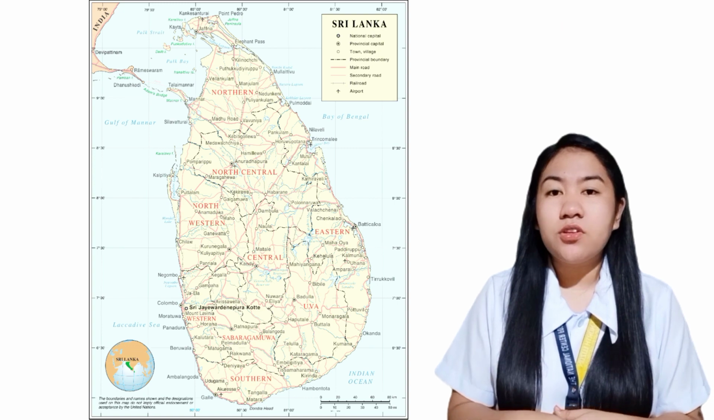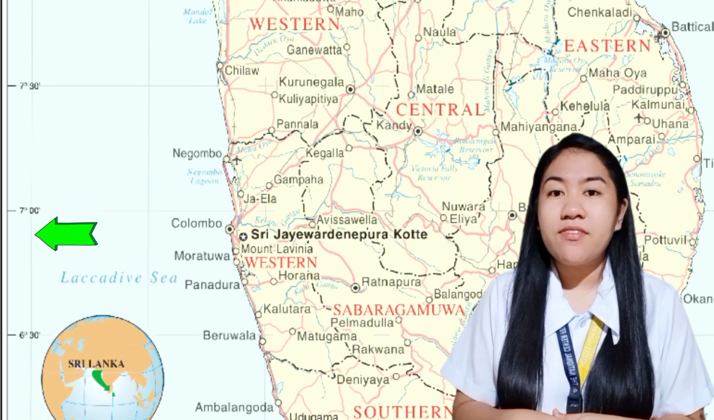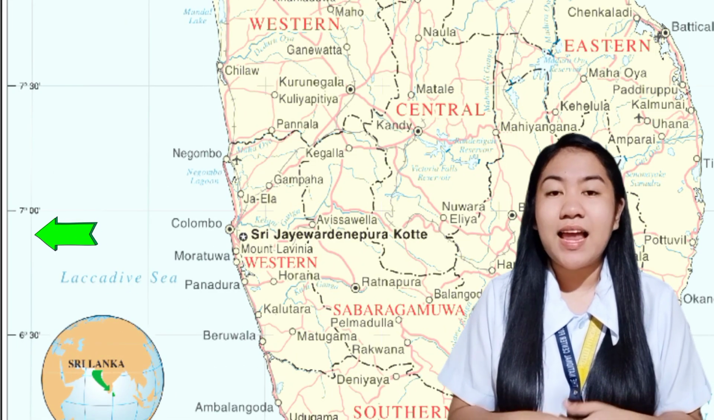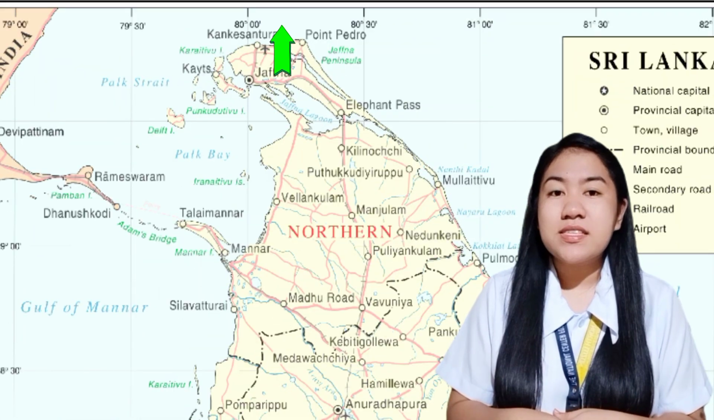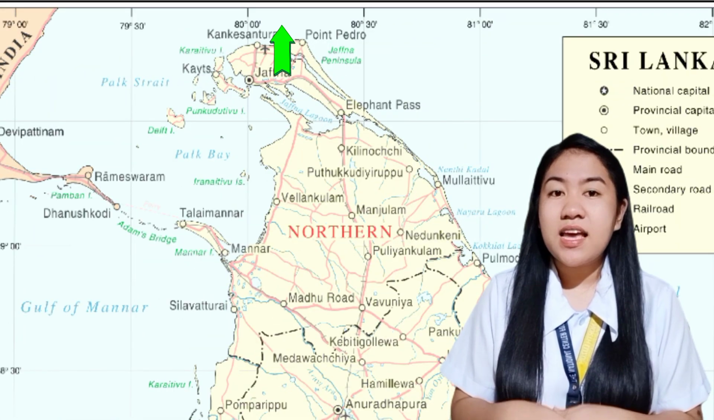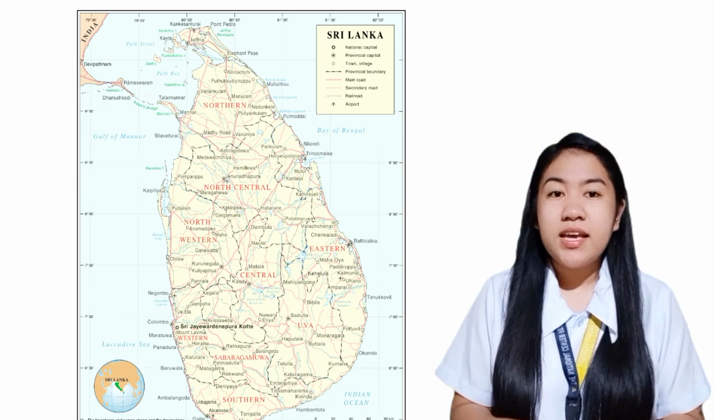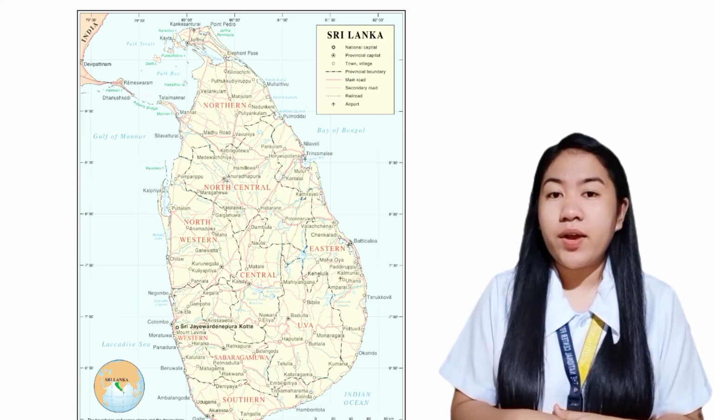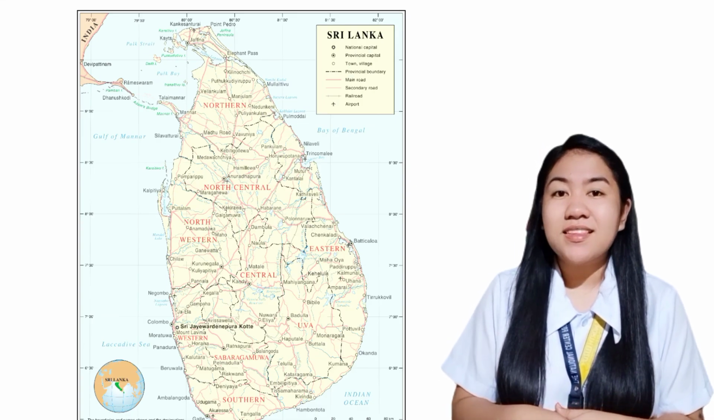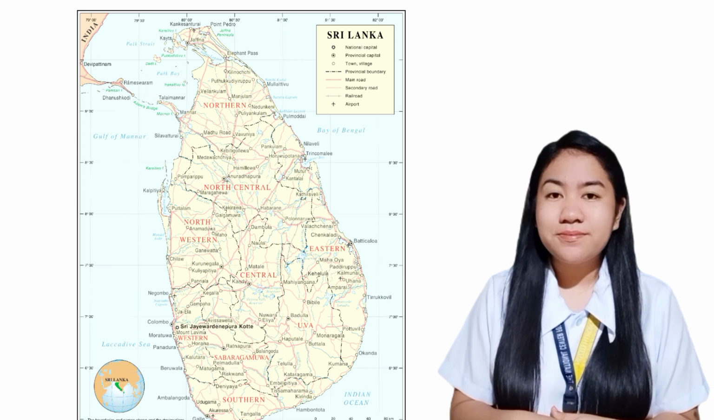Its absolute location is 7.8731 degrees north, which is the latitude, and 80.7718 degrees east, which is the longitude. It is positioned above the equator. Therefore, it is in the northern hemisphere.